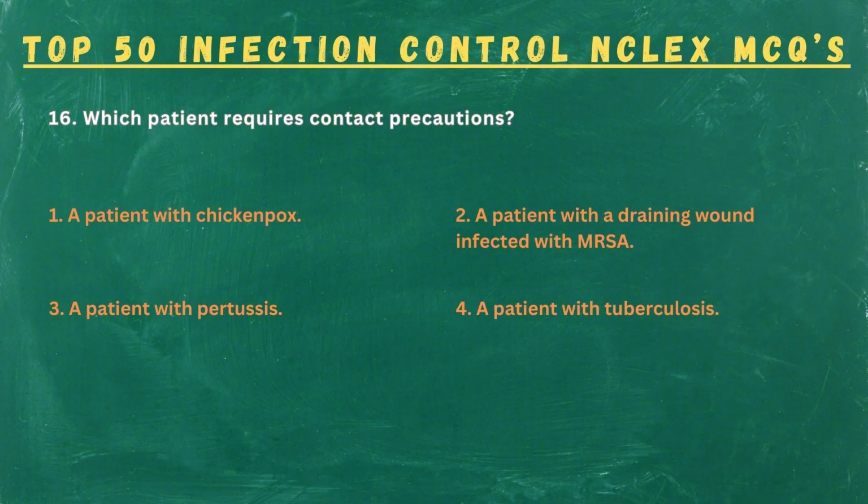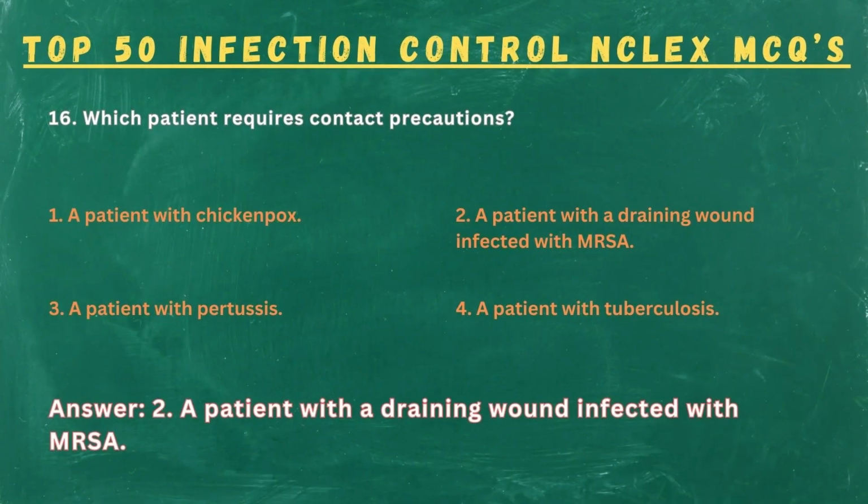16. Which patient requires contact precautions? 1. A patient with chickenpox. 2. A patient with a draining wound infected with MRSA. 3. A patient with pertussis. 4. A patient with tuberculosis. Answer: 2. A patient with a draining wound infected with MRSA.